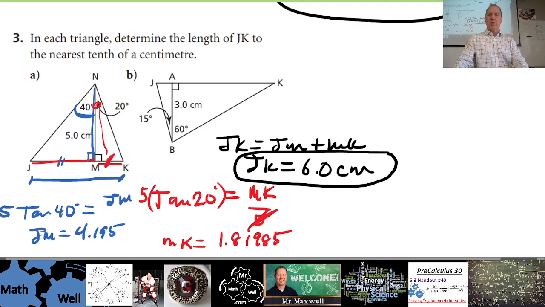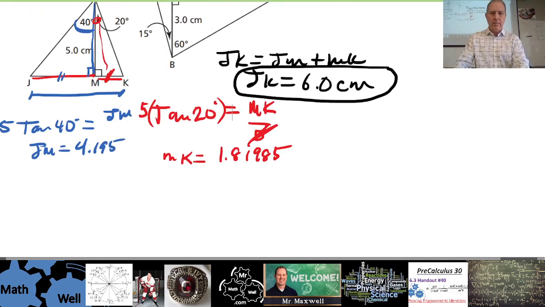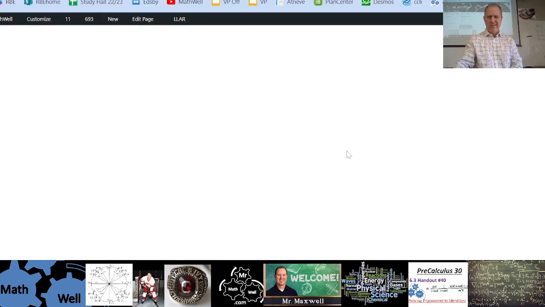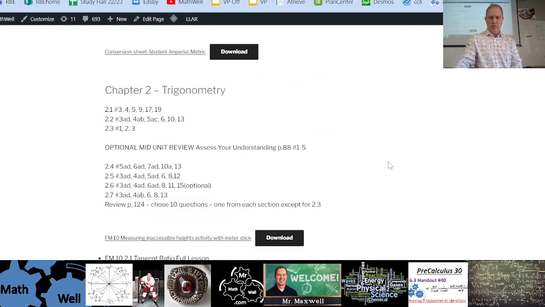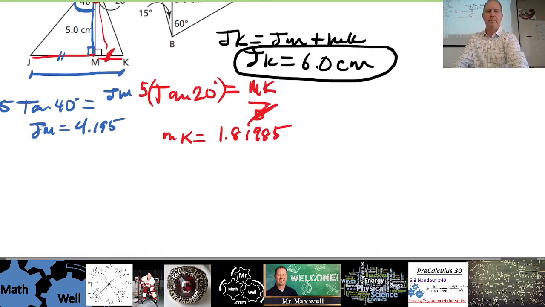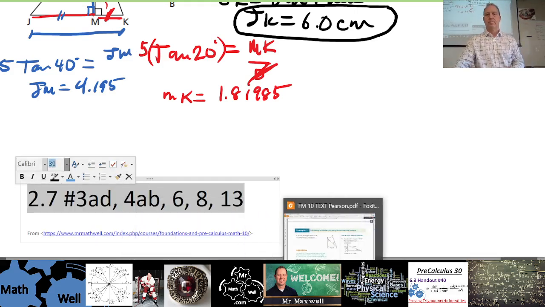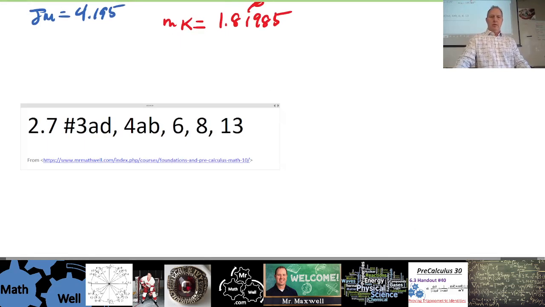Which is really the first question, I think, in your assignment. All right, let's see, where's your assignment? I'll grab your assignment for you here in a second. Okay, so, what is this, 2.7? Right here. Okay, so 3AD, 4AB, 6, 8, and 13 is your assignment.